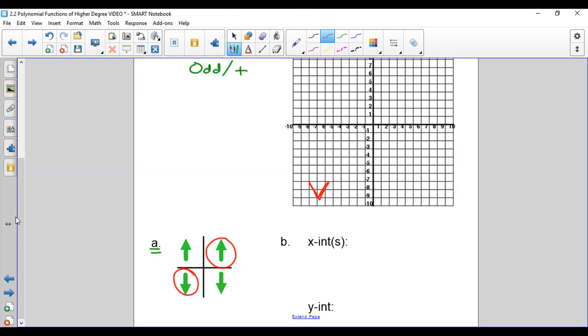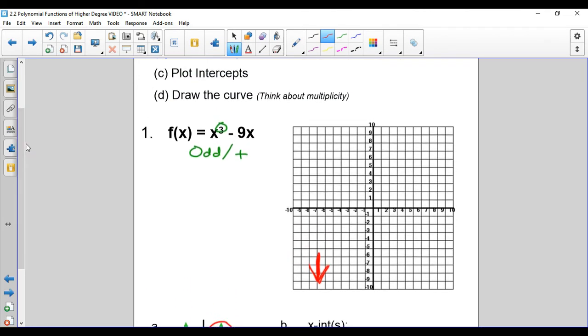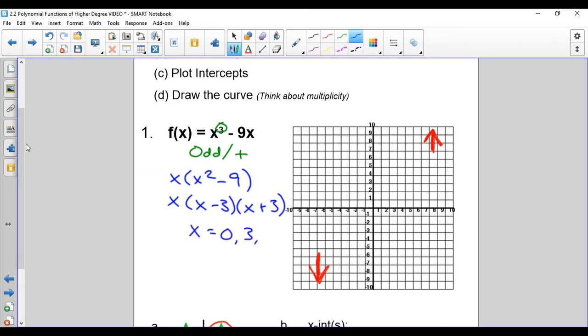Starting and finishing the graph, you can draw those arrows in there now if you want. Doesn't matter when they get drawn in there. That's how you're going to start and finish the graph, left to right. Next, we need to find the intercepts. So we factor. Take out an x, we have x squared minus 9 left over. And then we continue factoring. We have x minus 3, x plus 3. We have 3 x-intercepts: 0, 3, and negative 3.